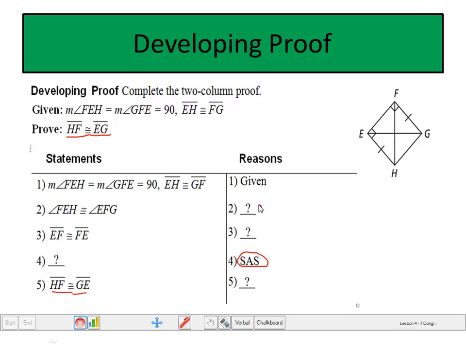Okay. I can live with that. They're both 90. Okay. Anybody got a shot for 3? Why would EF be congruent to FE? They're the same side, so that's the reflexive property.